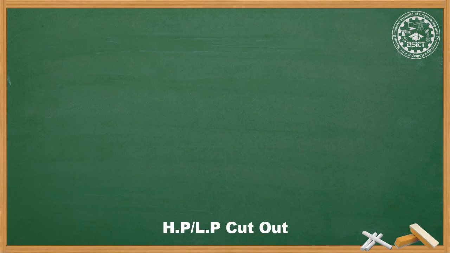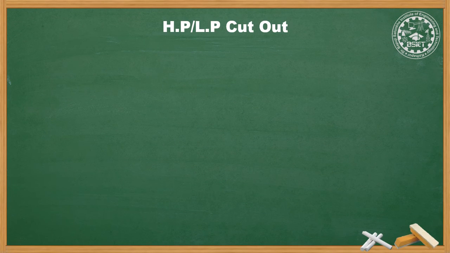The last is the HPLC cutout, that is, the high pressure and low pressure cutout. The high pressure cutout control is used as a safety control. The compressor is stopped by cutting the power supply given to the compressor motor when the discharge pressure of the compressor becomes excessive. This is necessary to prevent possible damage to the equipment. The pressure in the discharge line rises above a certain predetermined pressure.